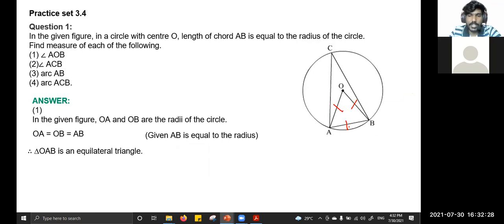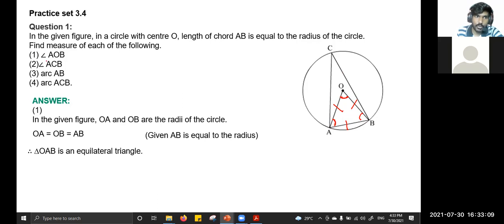Now, in an equilateral triangle, what is the measure of all the angles? Same, but what? Each angle, what is the measure of each angle? This is a property of an equilateral triangle. In an equilateral triangle, each angle measures 60 degrees. So 60 plus 60 plus 60 is 180.